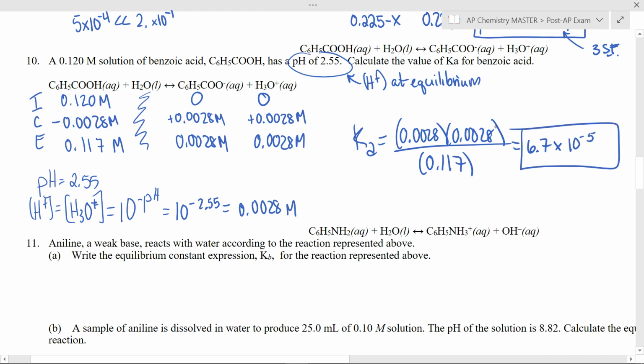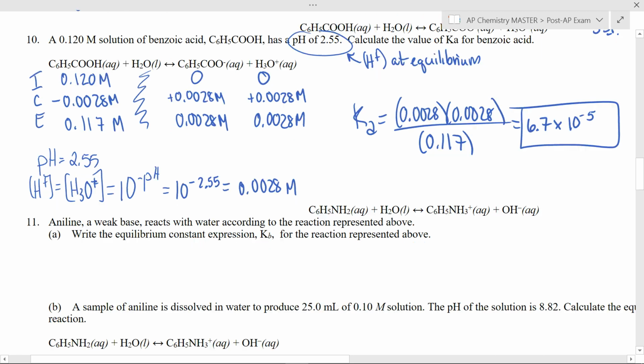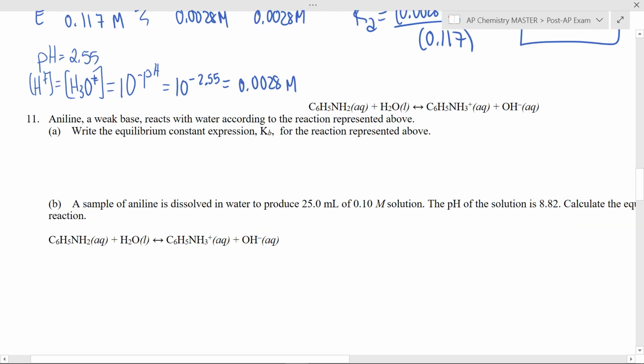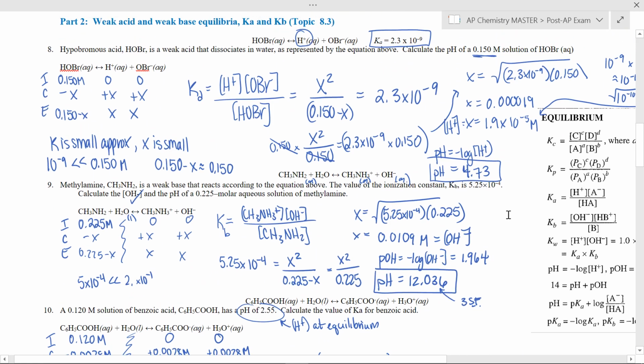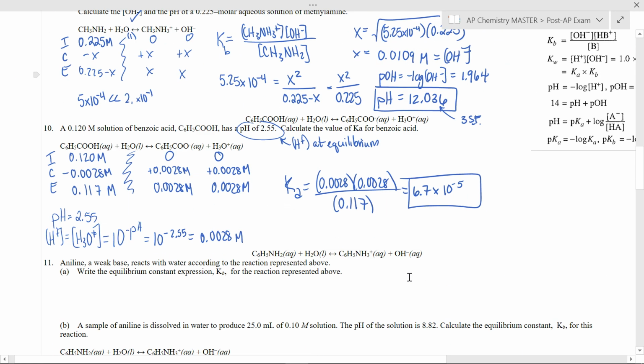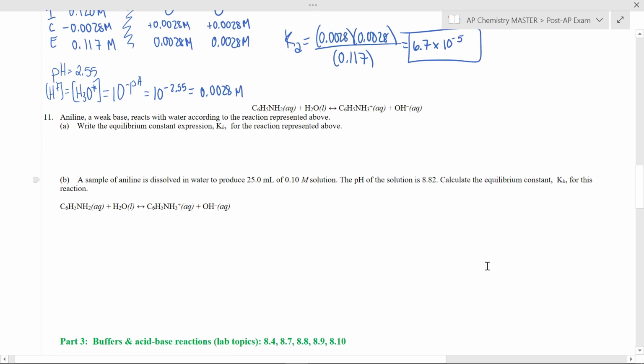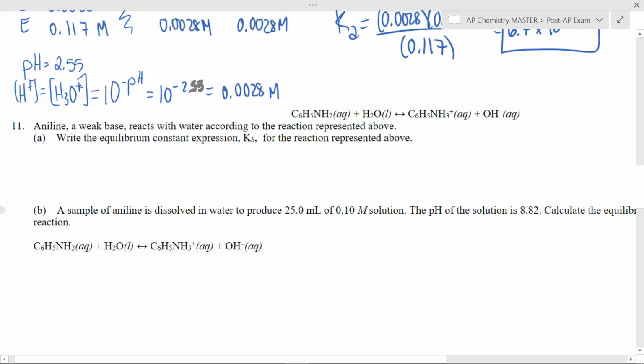That is my K value for benzoic acid. All right, one last one here. You might guess what it is. Notice how we've done a weak acid, find the pH, weak base, find the pH. Then we did a weak acid, find the Ka. So our last type of problem is going to be give it a weak base, find the Kb.